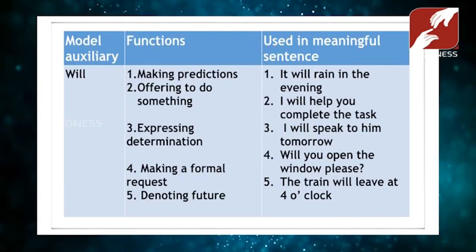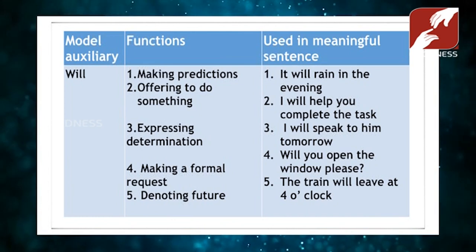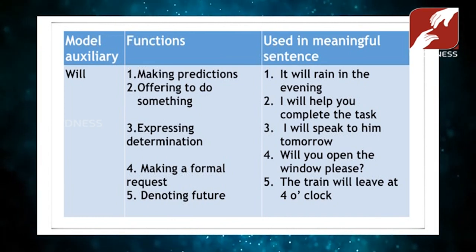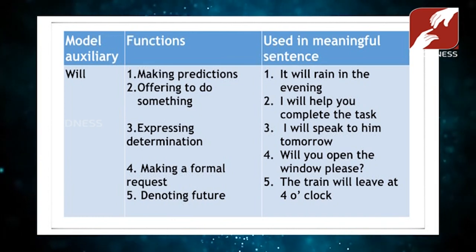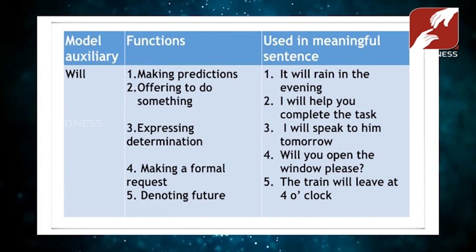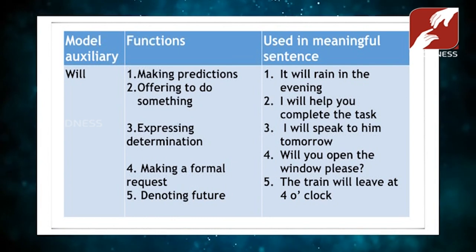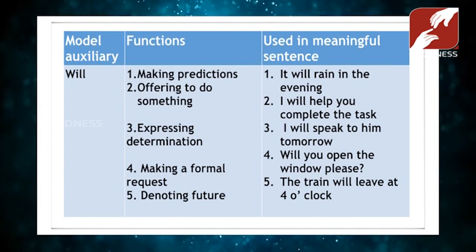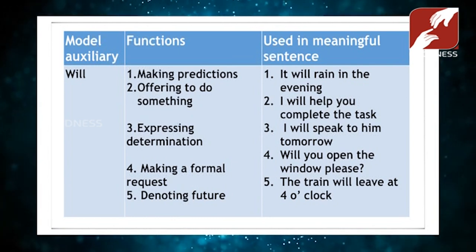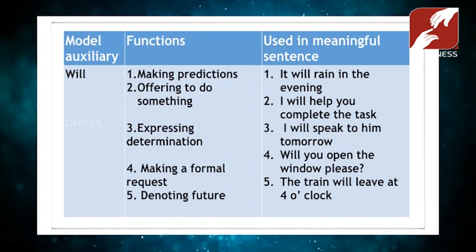Let us see the very first modal auxiliary verb. It is "will." What is the function of this modal auxiliary "will"? See, they are helpful in making predictions. They just speak about the future. For example, it will rain in the evening. I will go there tomorrow. He will come with me. All these are examples of making predictions about the future.